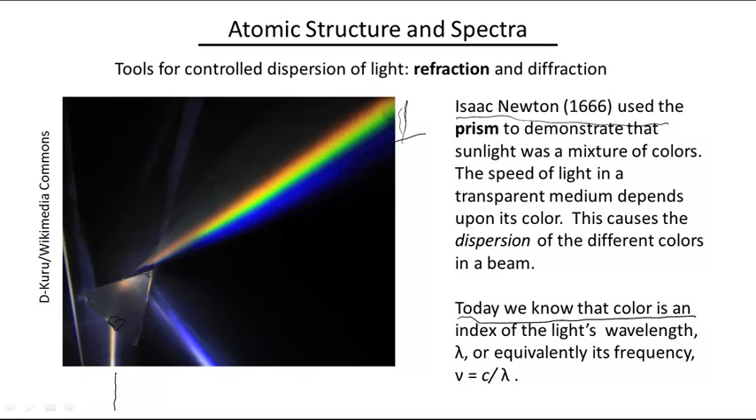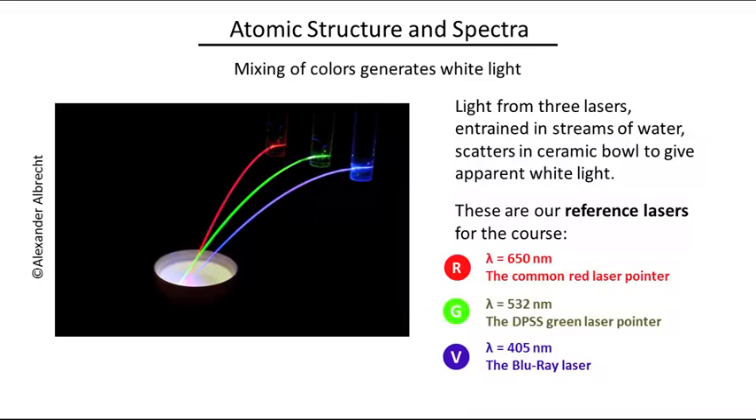So from the modern perspective, color is a proxy for the wavelength or the frequency of the light, which are related by this characteristic wave equation. The frequency of a wave motion is equal to its speed divided by its wavelength.